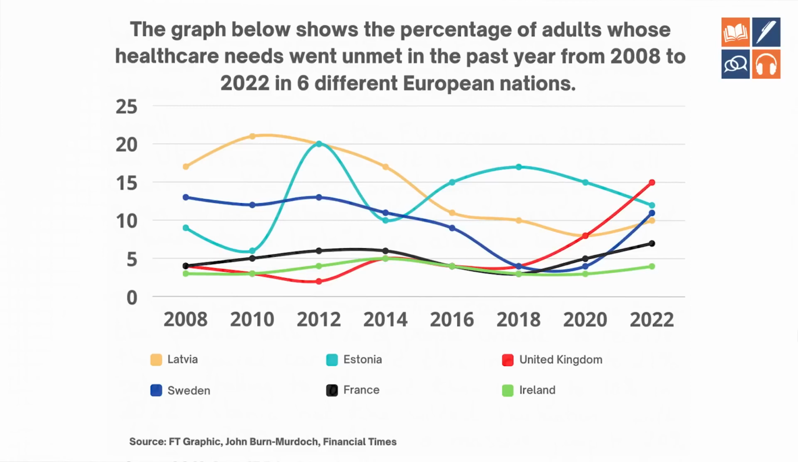Three countries did fluctuate significantly: Latvia, Estonia, and Sweden. You can see that they are very, very large swings in their data. But if we look at Ireland, the United Kingdom, and France, particularly France and Ireland, there's not a huge amount of variation. It's actually pretty steady. So again, it's nearly correct. They are mentioning key features, but they're just off by a little bit.